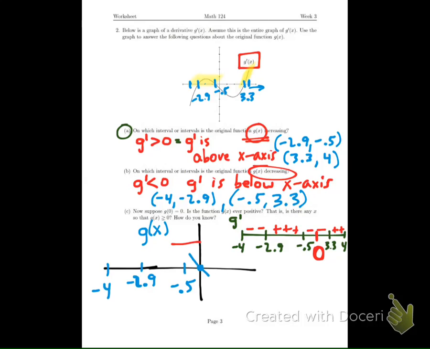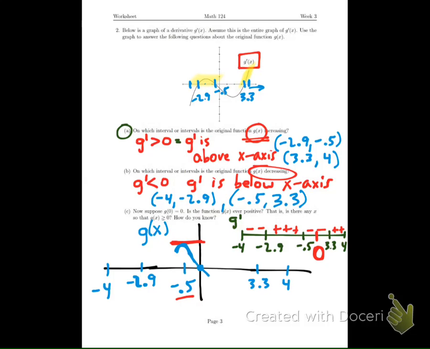So we have negative 4, 3.3 is over here somewhere. Let's be consistent about the colors I'm using. 3.3, and then we have 4 there. Okay, so we have a horizontal tangent line when x is equal to negative 0.5, so I got that one. Okay, so the graph is going to be coming up here like that.